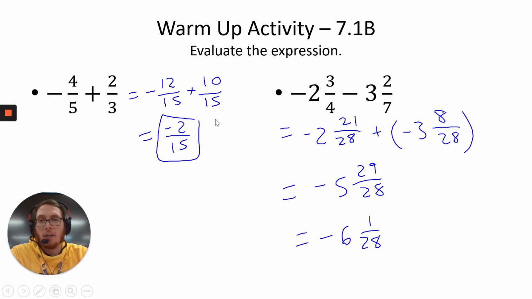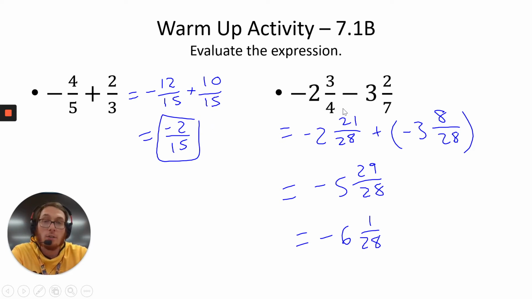This is dealing with common denominators and adding and subtracting fractions. Remember, when you add and subtract, you have to make sure you have a common denominator. So instead of 5 and 3 here, I need to make them both 15. I get a negative 12 and a plus 10. Remember, negative 12 plus 10, that's a negative 2, and you get negative 2/15 as your answer.